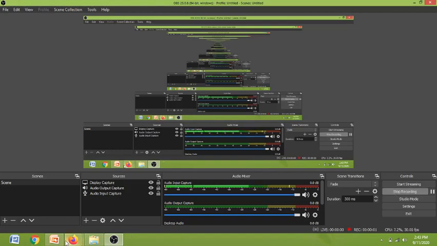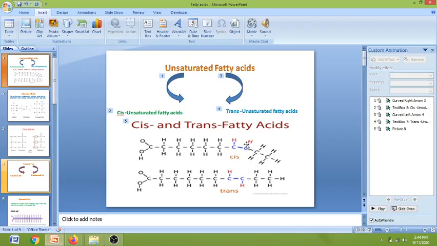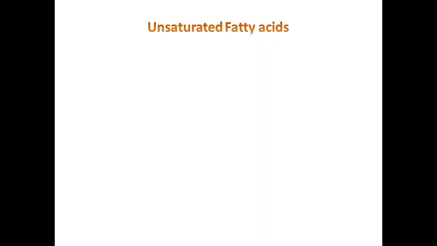Hello all. We are studying the fatty acids. Earlier we have read the structure of the fatty acids and the types of the fatty acids, that is saturated and unsaturated. Today we'll be studying the types of the unsaturated fatty acids. Unsaturated fatty acids, you already know, contain one or more double bonds in the carbon chain.